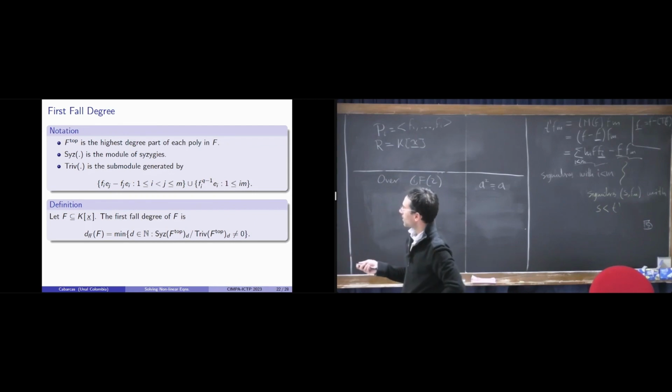Okay, and the first fall degree can be defined as the minimum degree such that the quotient between the module of all the syzygies and the module of trivial syzygies is different from 0. So it's the first degree at which you get non-trivial syzygies.